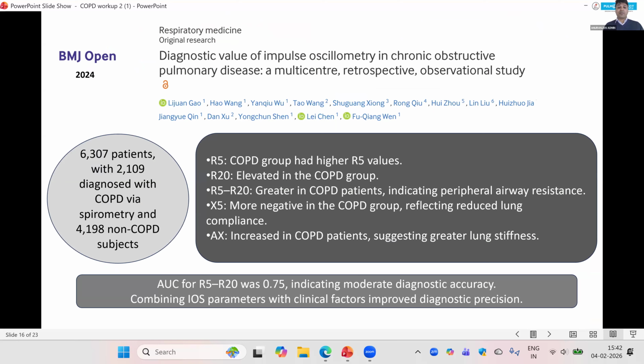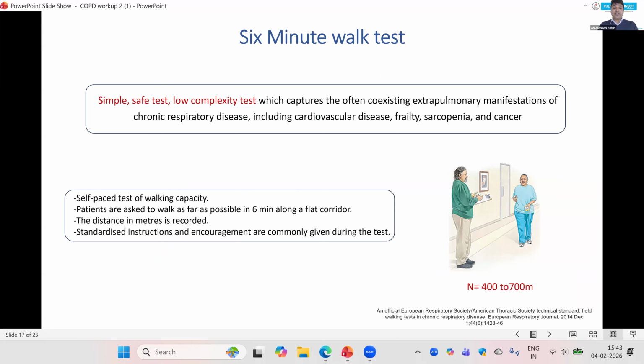So in COPD, it's also very important to understand the role of impulse oscillometry. Now we come to the 6-minute walk test. It's a very simple test. You ask the patient to walk as far as possible for 6 minutes in a flat corridor, and then you calculate the distance.